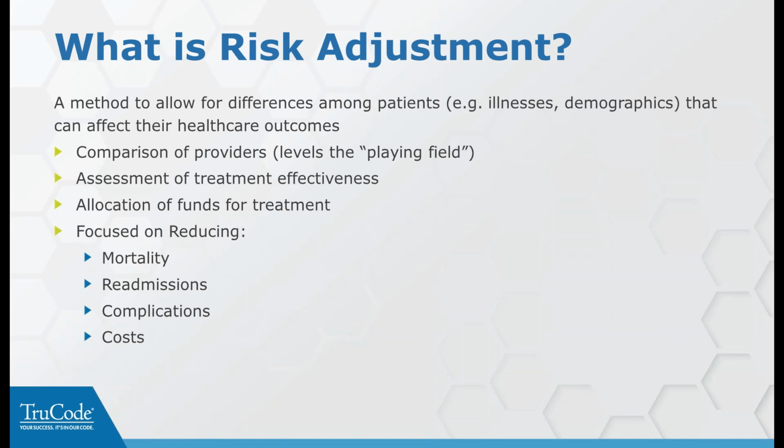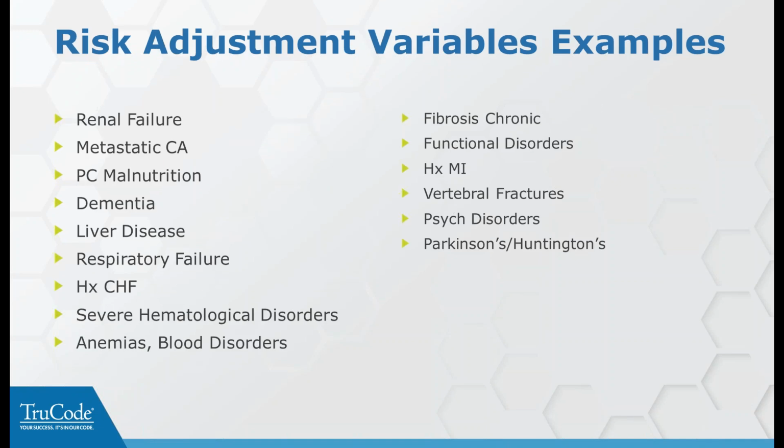It's allocation of funds for treatment based on how that risk adjustment looks. And it's really focused on reducing mortality rates, readmission rates, complication rates, and overall cost of health care. Some of the variables that impact risk adjustment are obvious examples that I'm sure many of you or most of you in CDI are already familiar with. Chronic conditions have a huge impact on the health care of patients and are a predictor of the cost going forward for those types of patients.